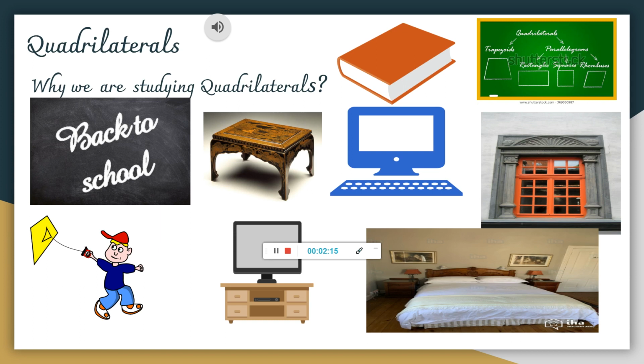Let's think of your blackboard or a whiteboard. Nowadays, we are using whiteboards and green boards, isn't it? The shape of your blackboard is nothing but a quadrilateral. Think of the laptop screen or the desktop screen. The shape of the screen is again a quadrilateral, right? Think of a book or a window or even a kite. All these are in the shape of a quadrilateral. A table, a TV, the bed. All of these are in the shape of a quadrilateral, right?